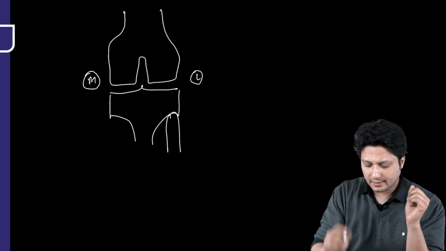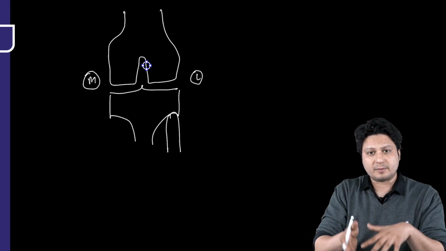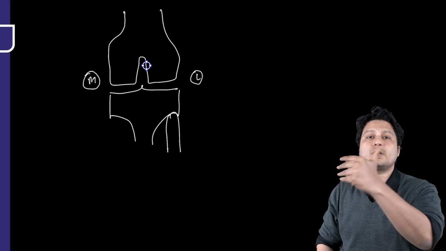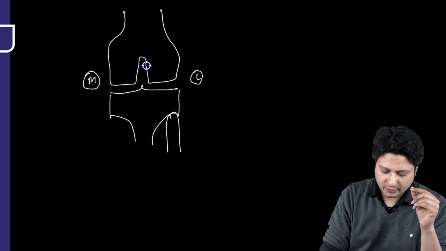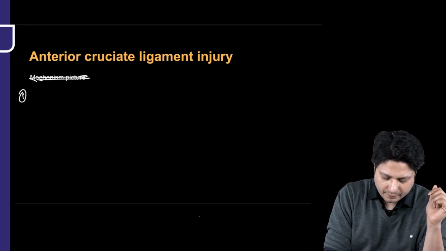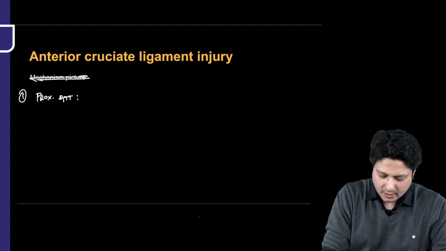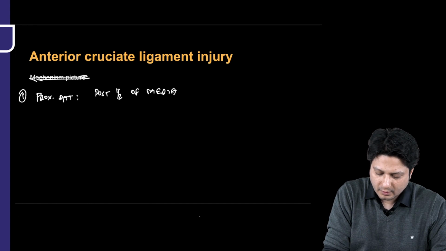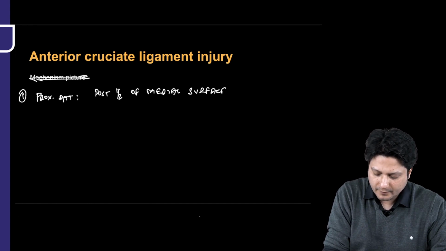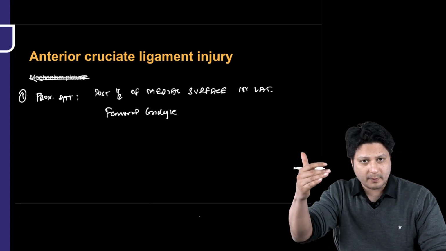So the anterior cruciate ligament is going to be attached onto the lateral condyle, onto the inner surface, that means the medial surface of the lateral condyle, and that too on the posterior half of the medial surface of the lateral condyle. So for the anterior cruciate ligament attachment, point number 1, the proximal attachment is the posterior half of the medial surface of the lateral femoral condyle. So this is the attachment proximally.